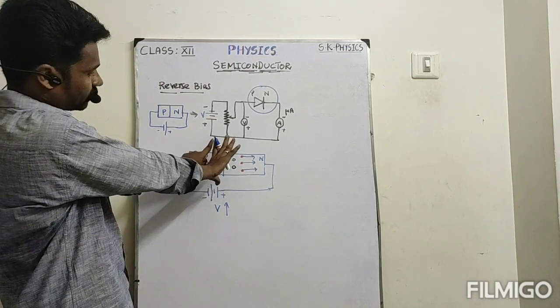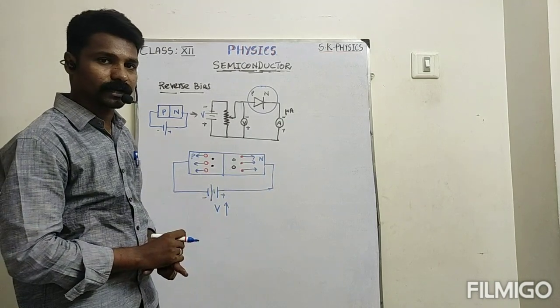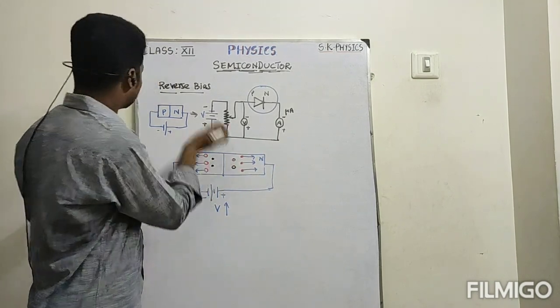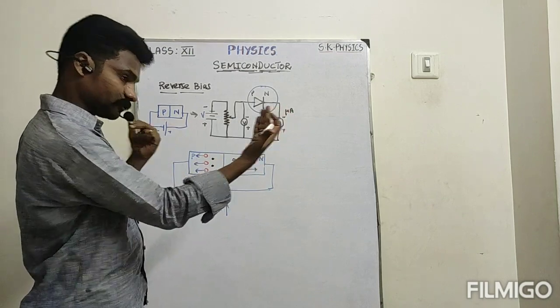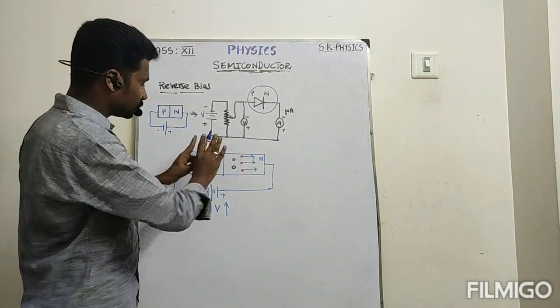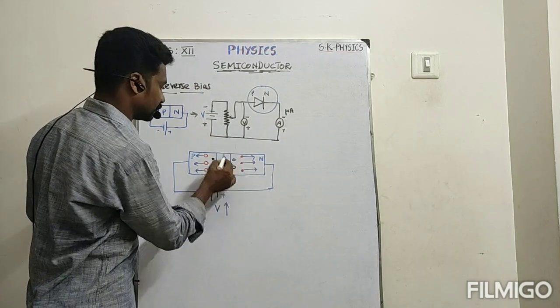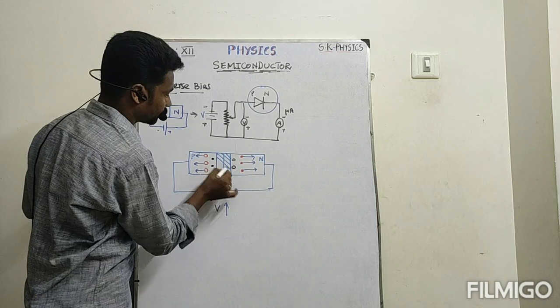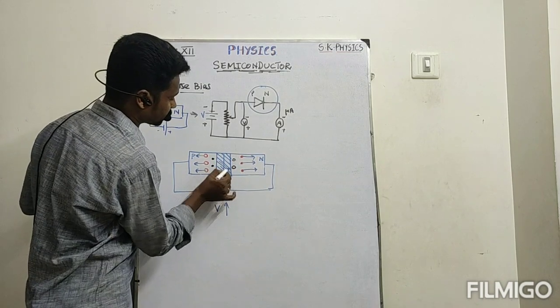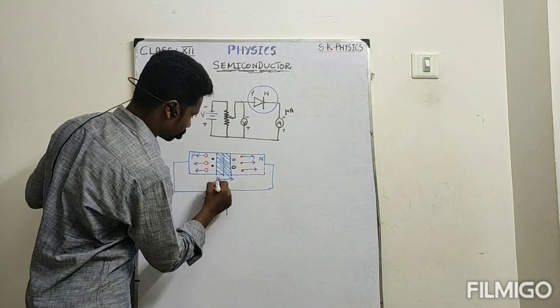So what happened here? The barrier width will be increasing. In the forward bias, the barrier width reduces almost to 0, but here the barrier width is going to increase. So the barrier width is increasing like this. See that? This is the barrier width, and now it has increased.